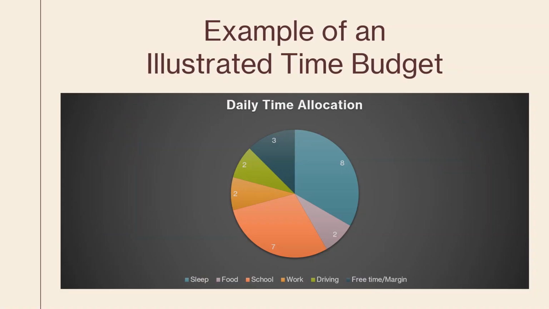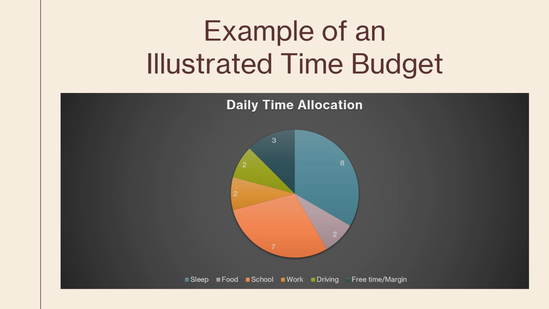Now, this is actually an example of an illustrated time budget. So this is a pie chart that shows how a person might spend a 24-hour time period. This is one day and how they would spend their time. So what we see here is we've got sleep in this light blue color, and that's for 8 hours. We see that we have food, which is in this purple color, that's 2 hours.